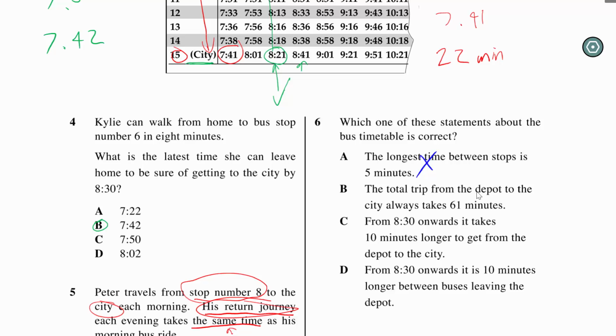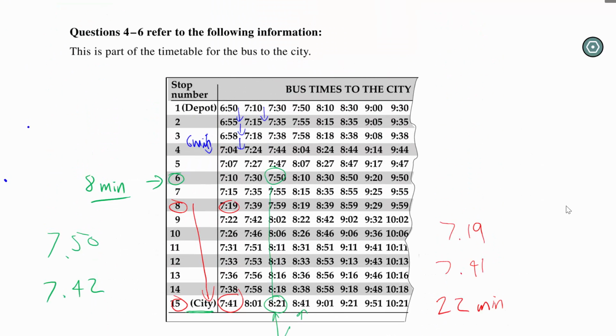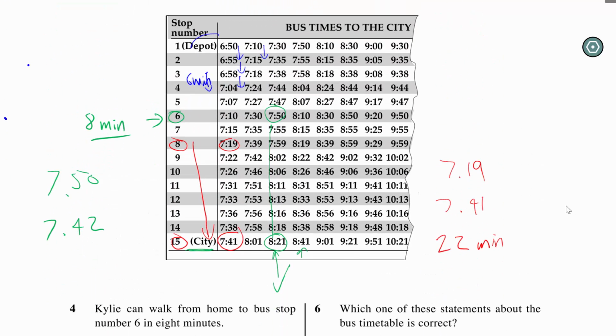So from the depot to the city, from here all the way to the city. Let's calculate that. Now, the easiest thing to do here is we can choose any one of these times available at the top.